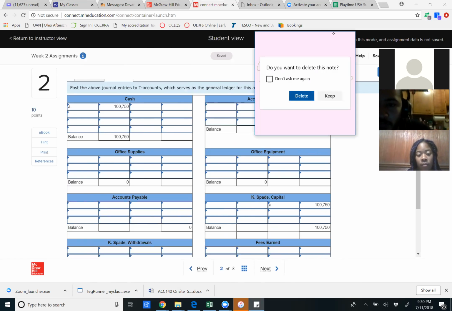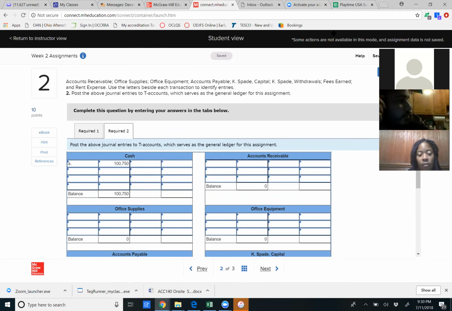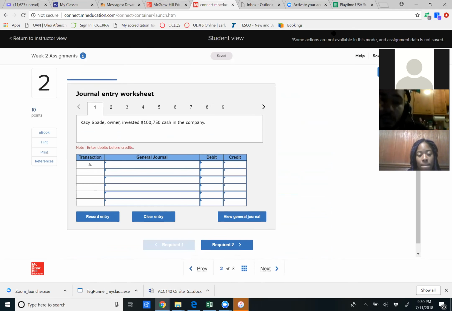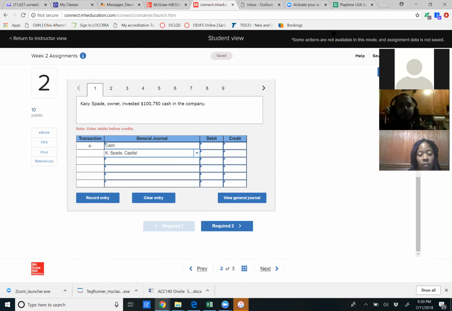So we can go back to required 1. And we're going to choose cash because cash was our debit, and we're going to choose capital because capital was our credit. So $100,750 for that, and then $100,750 for that one. So that's A. Okay. So then number 2 says the company purchased office supplies for $1,250 cash.